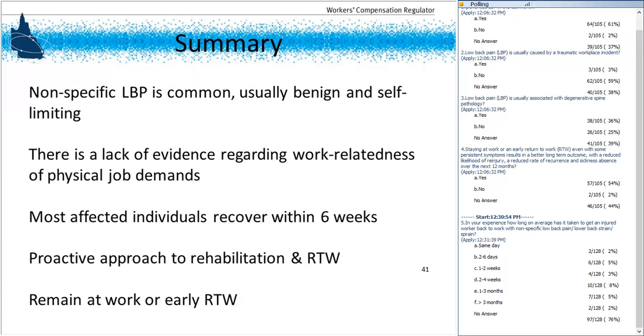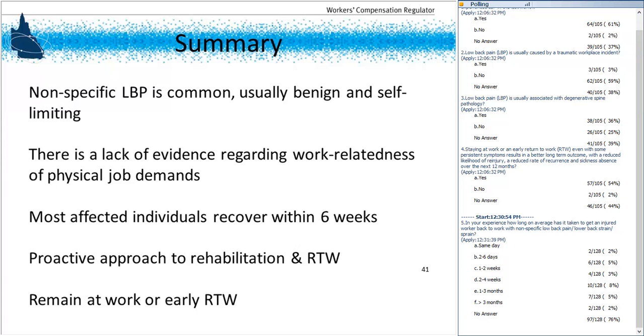So this is the summary slide. The take-home message is, look, non-specific low back pain is common. For the large part, it's benign and rarely caused by any significant pathology, and self-limiting in most cases. So 90% of people are recovered by about 6 weeks. There is certainly a lack of evidence in the literature, and there have been a lot of studies done about this area, regarding a significant causal relationship between physical job demands and low back pain or low back strain.